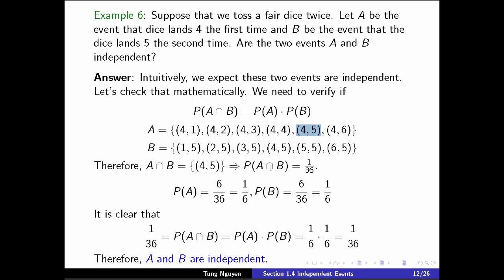So the probability of A intersect B is 1 over 36, while the probability of A is 6 over 36, since A has 6 members. Similarly, the probability of B is also 6 over 36, which is 1/6. So we can verify that the product of the probabilities of A and B is the same as the probability of A intersect B, because both of them are equal to 1 over 36. Therefore, we can conclude that these two events are independent.